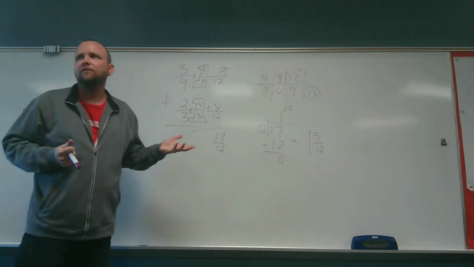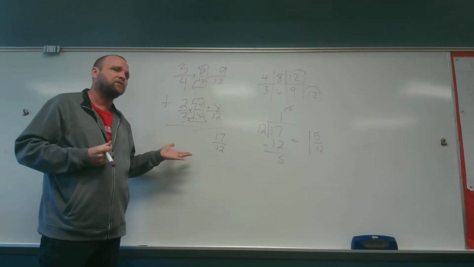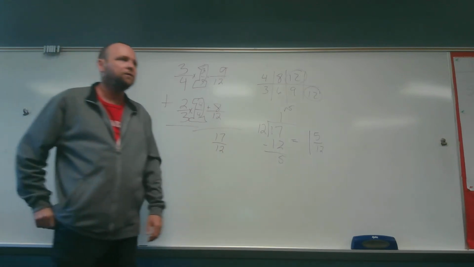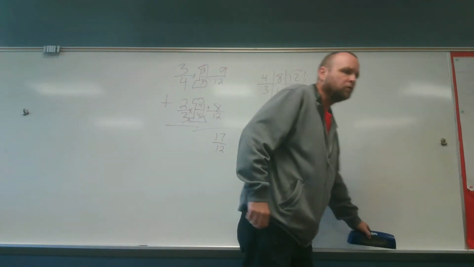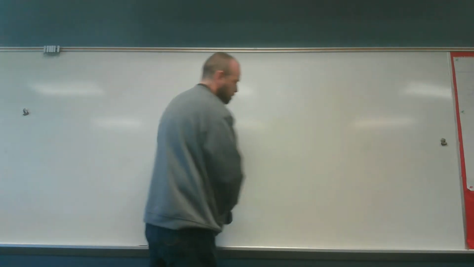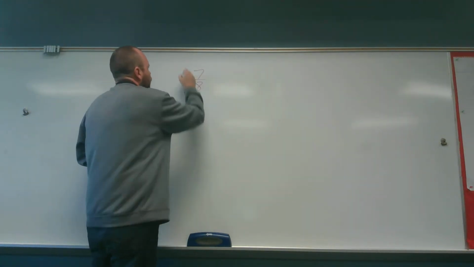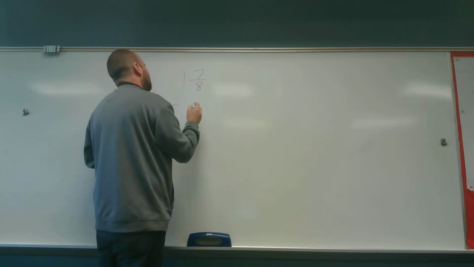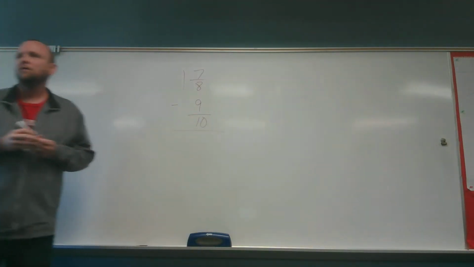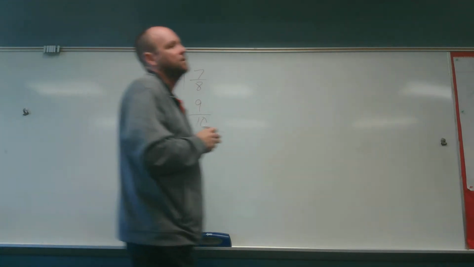We can't simplify 5/12. We could check and find the common factors between the two, but we can't do it, so we're not going to do that. One more problem, and then I'll give you your work for today. Let's do a subtraction next. Let's take 1 and 7/8 subtract 9/10.